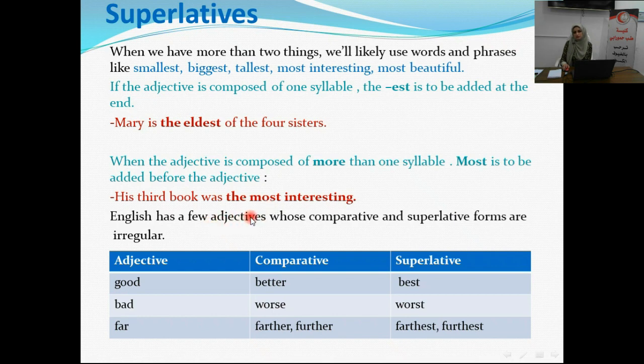English has a few adjectives whose comparative and superlative forms are irregular. These three adjectives cannot accept the addition of -er or more or most, but they have their own rules. As you see here, we have good, the comparative better, and the superlative best. With bad, we have worse for the comparative and worst for the superlative. With far, we can say farther with the a and further with the u. Both are correct for the comparative, and farthest or furthest for the superlative degree. Here we just have to pay attention to the use of these irregularities.